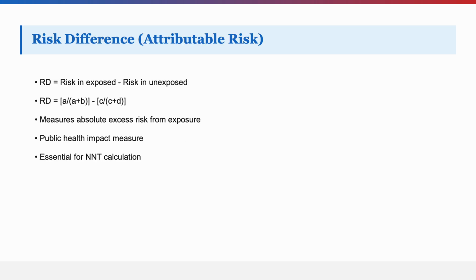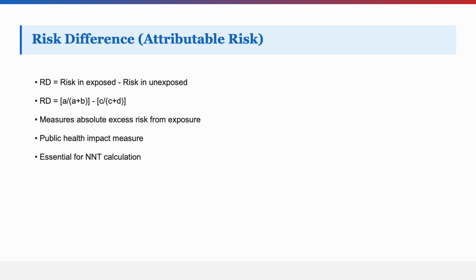While relative risk tells us how many times more likely disease is, risk difference tells us the absolute excess risk. Risk difference, also called attributable risk, is simply the risk in the exposed minus the risk in the unexposed. Using our smoking example, 10% minus 1% equals 9%. This means 9% of smokers develop lung cancer that wouldn't have occurred if they hadn't smoked. Or, among smokers who develop lung cancer, 9 out of 10 cases are attributable to smoking.